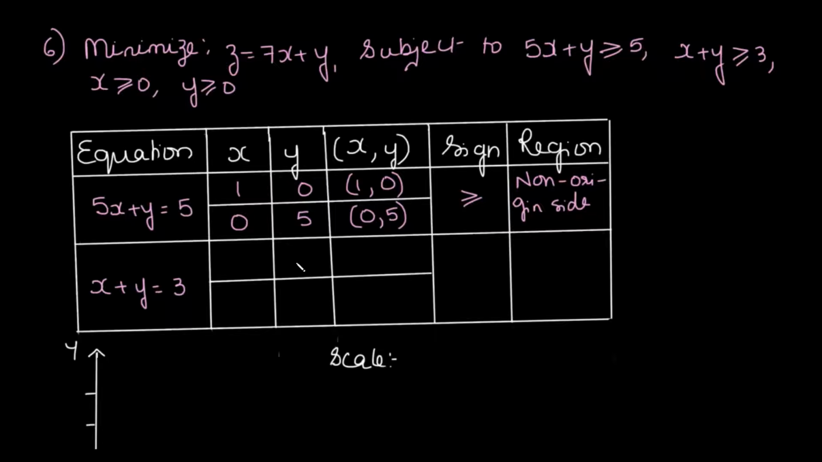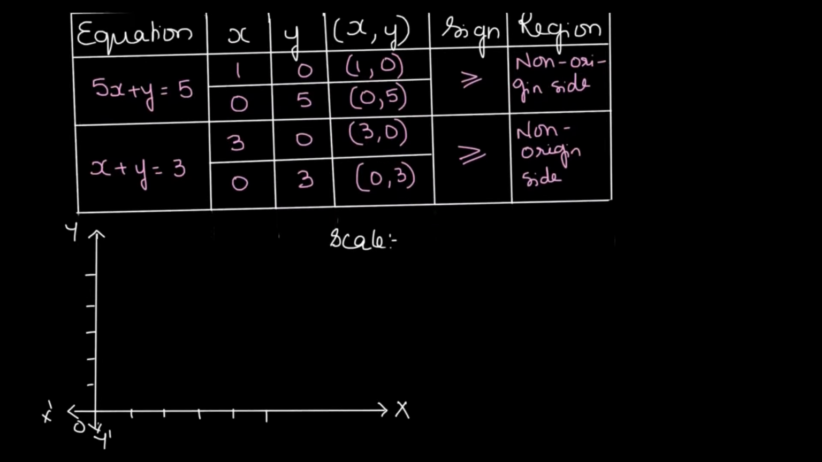Then for the next line, I need not tell you how we got these as the coordinates. Same way, the region is the non-origin side because the sign is greater than or equal to. Having written this, we come to the graph now.